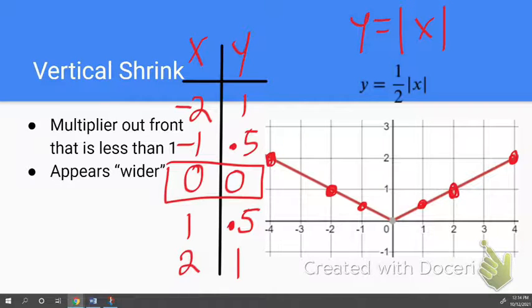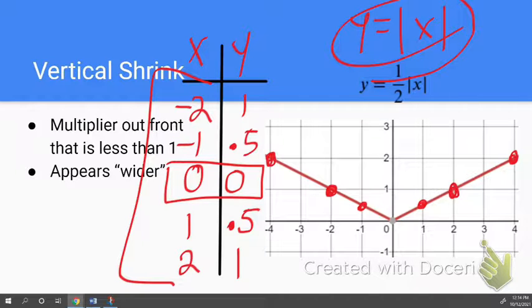I want to point out, look. Refocus, please. Notice that I used the same x values that I would have for the parent graph, and now these y values have been cut in half because of this multiplier out front. Questions? Do you see the difference? You see how it's changing our graph? Great.